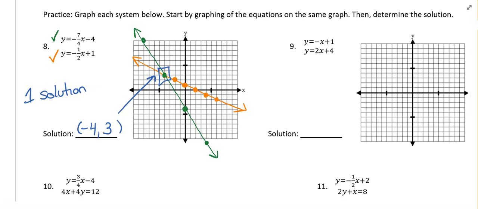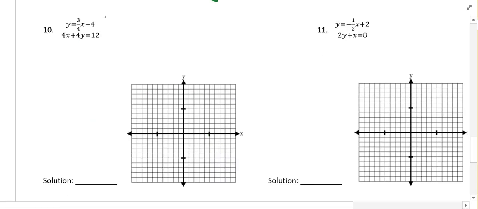I'm going to skip down to number 10 because number 10 I can see down there has an equation in slope-intercept form and it has one in standard form. So I just want to double check that we remember how to do standard form. So again, my first equation is in slope-intercept form. Nice and easy there. I know my y-intercept is -4. I know my slope is 3. So I can graph some points on that line and draw a line between those points.